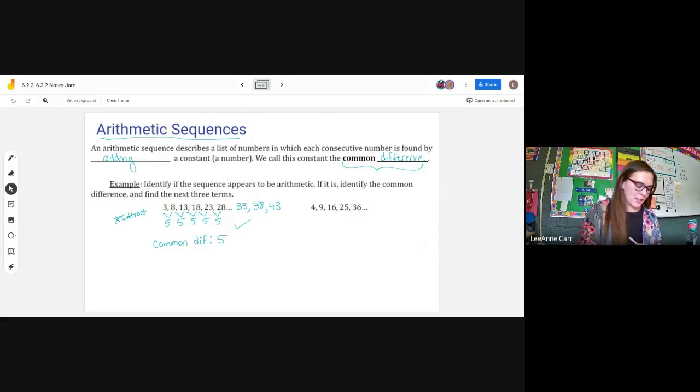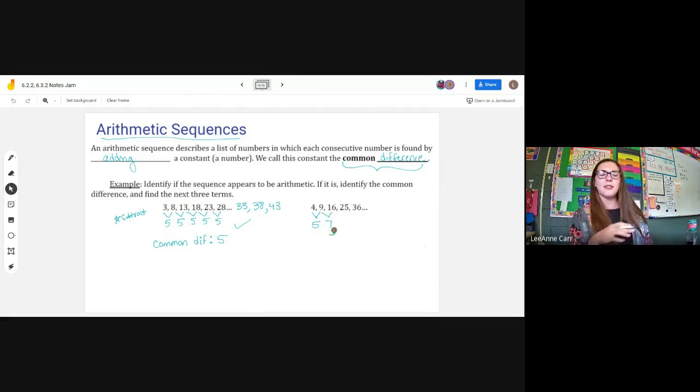So our full question was, is this an arithmetic sequence? Which it was. What is the common difference, which we found by subtracting and figuring out what each value was? And then what were the next 3 terms, which we did at the end by adding 5? Let's test out this one. So again, remember, we always do the second term minus the first. So 9 minus 4 is 5. What's 16 minus 9? 7. Uh-oh.